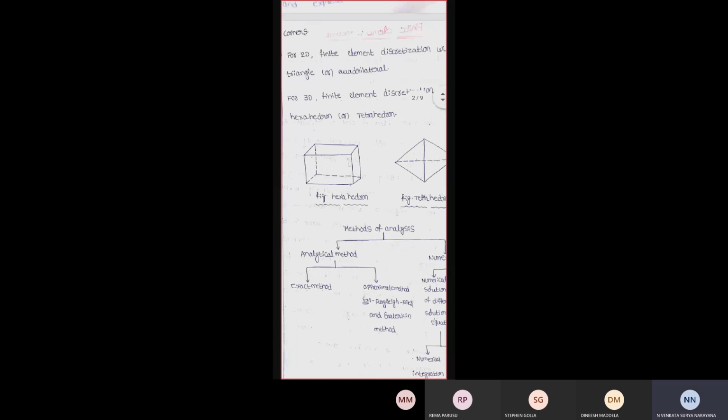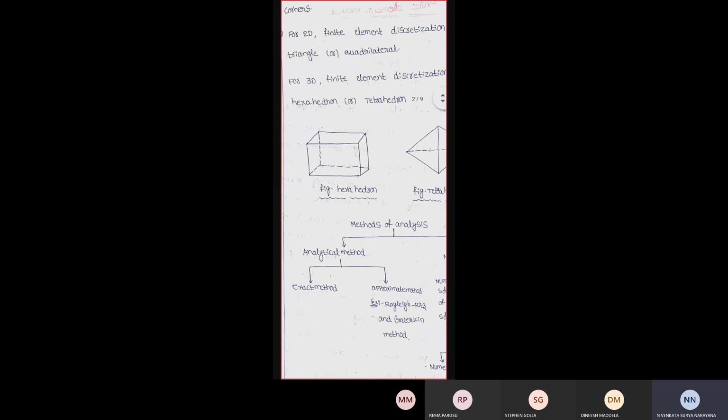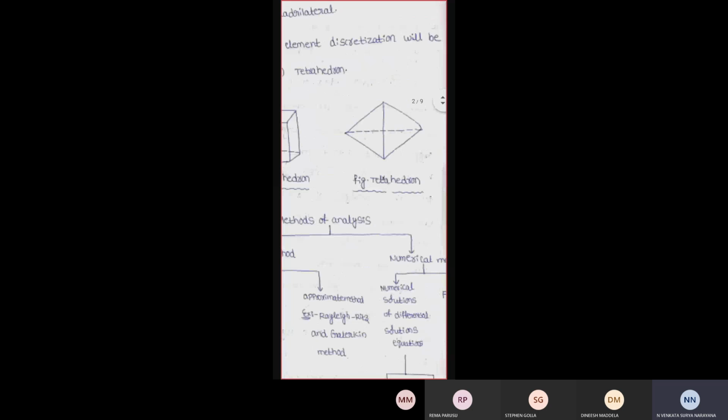I am showing the first figure. Hexahedron. Hexa means 6 faces. Hexahedron means 6 faces; we already know about that. An example of a hexahedron is a cube. Next, the second one is the tetrahedron. A tetrahedron has 4 triangular faces: 1, 2, 3, 4. 4 triangular faces and 4 vertices. This one is called a tetrahedron.